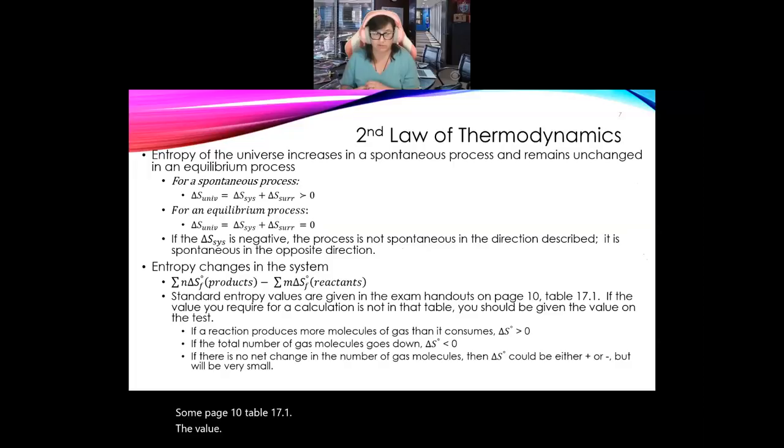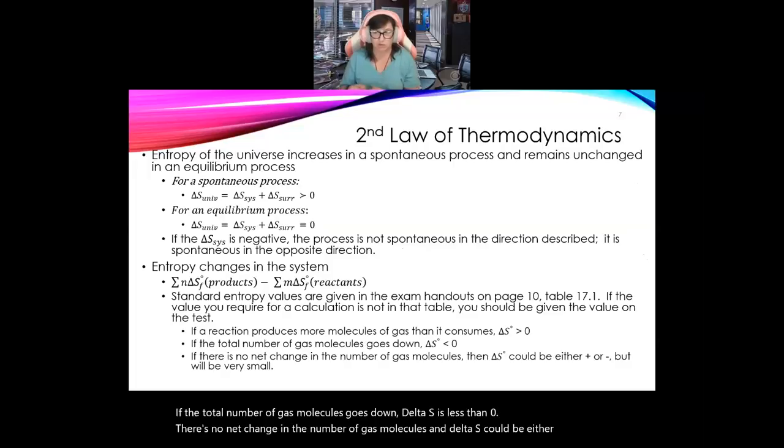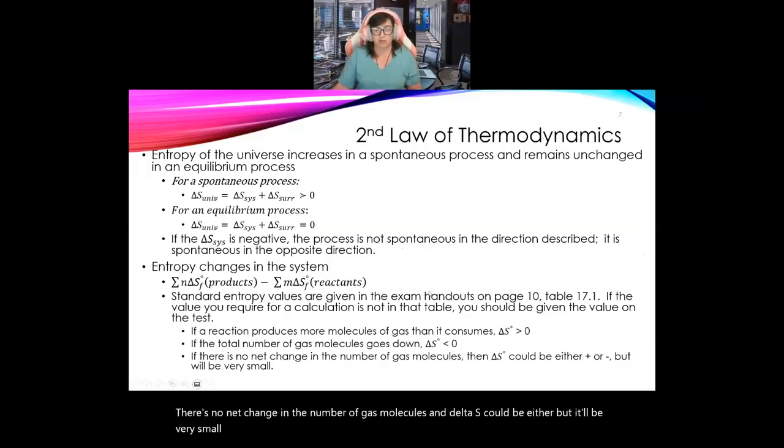If a reaction produces more molecules of gas than it consumes, delta S is greater than 0. If the total number of gas molecules goes down, delta S is less than 0. If there's no net change in the number of gas molecules, then delta S could be either, but it'll be very small. Okay? So those are some of the generalities that we have about entropy values.